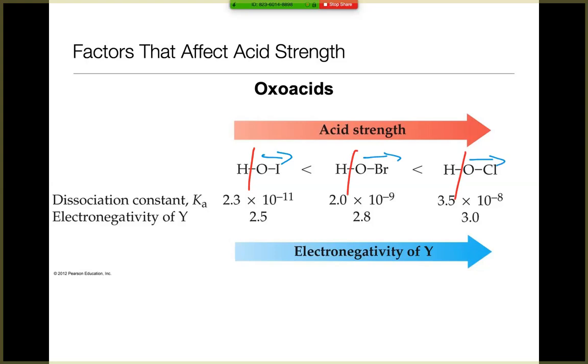And so you need to think about, all right, making something acidic weakens the bond to H. How can I do that? Keep attaching more electronegative elements to that atom. And that's what we're seeing here. Chlorine is way more electronegative than iodine. Therefore, HOCl is stronger than HOI.